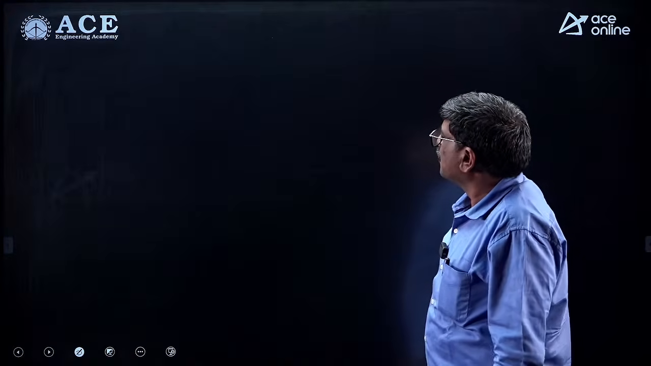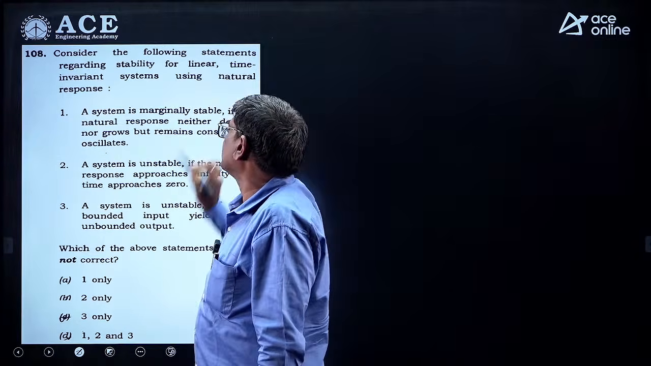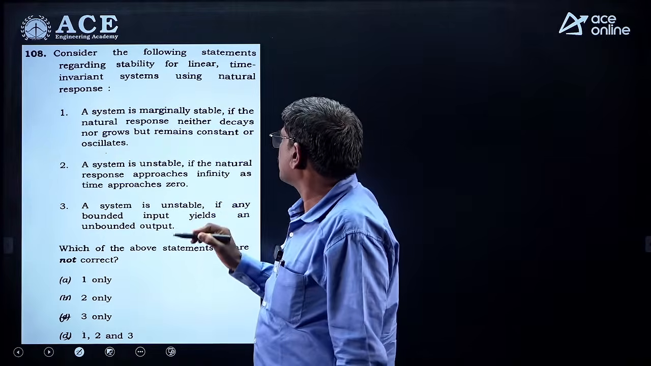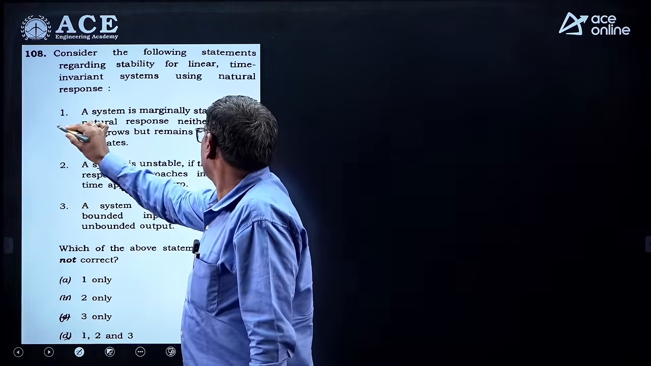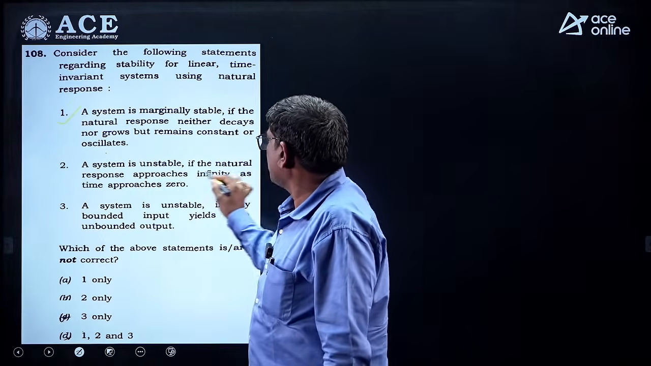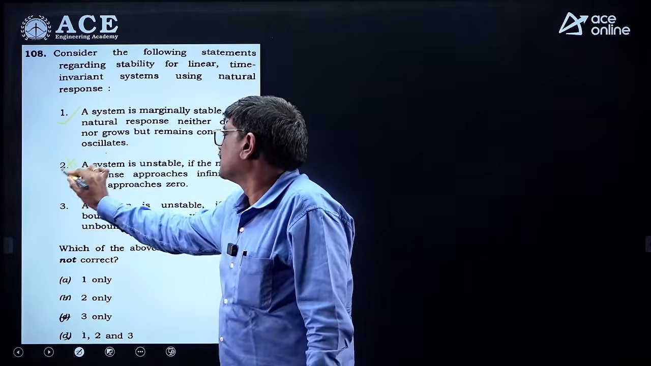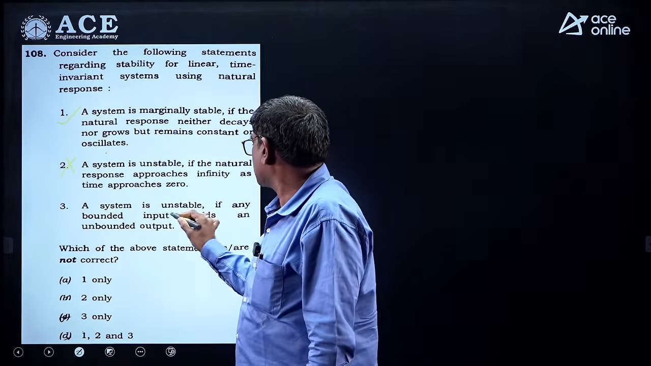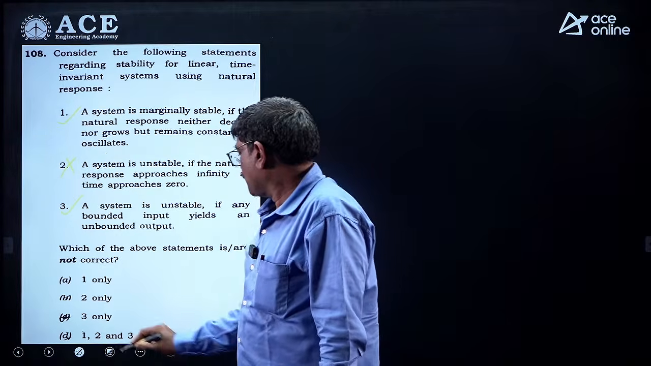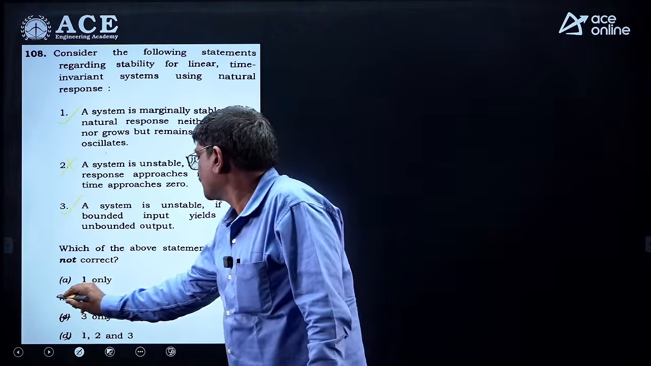Answer B. Next, consider the following statements regarding the stability of an LTI system. A system is marginally stable if the natural response neither goes to infinity nor to 0. So statement 1 is correct. Next, a system is unstable if the natural response approaches infinity but not 0. So the second one is wrong. A system is unstable for a bounded input yields an unbounded output. So this is correct. They are asking which of the statements are not correct, so 2 is not correct.